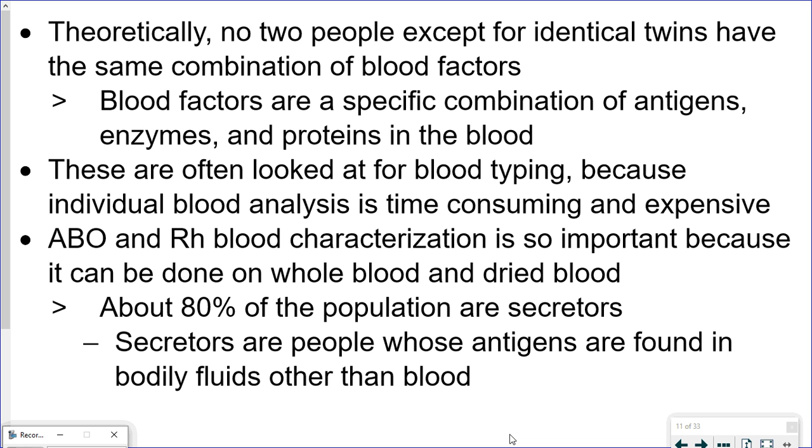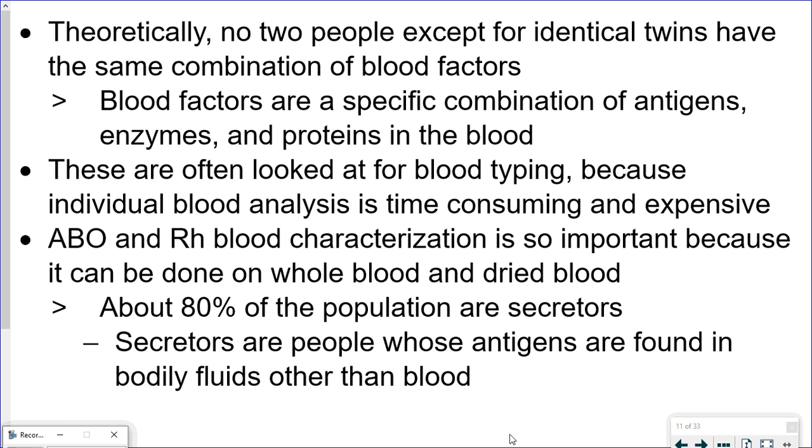A lot of these blood factors are looked at for blood typing because individual blood analysis is time consuming and expensive. So it's more likely that we're going to test for blood factors or blood type than DNA just for time and money's sake. The ABO and RH blood characterization is really important because it can be done with whole blood or dried blood. See, yet again, even if we have an old dried blood sample, we can still find that blood type itself.